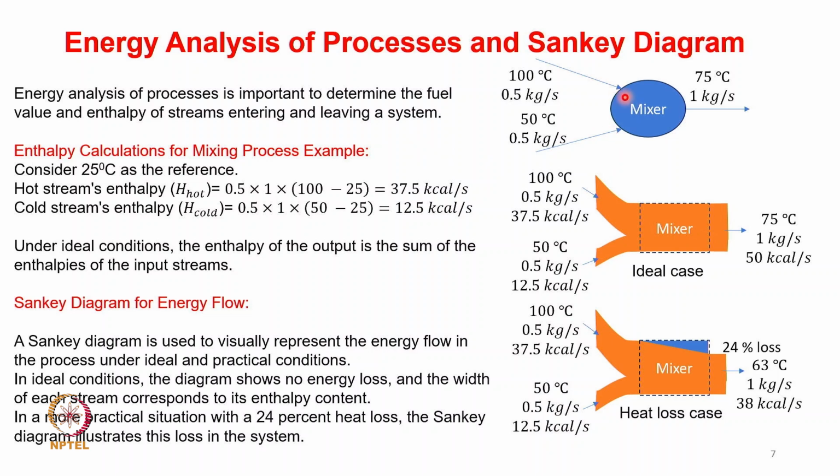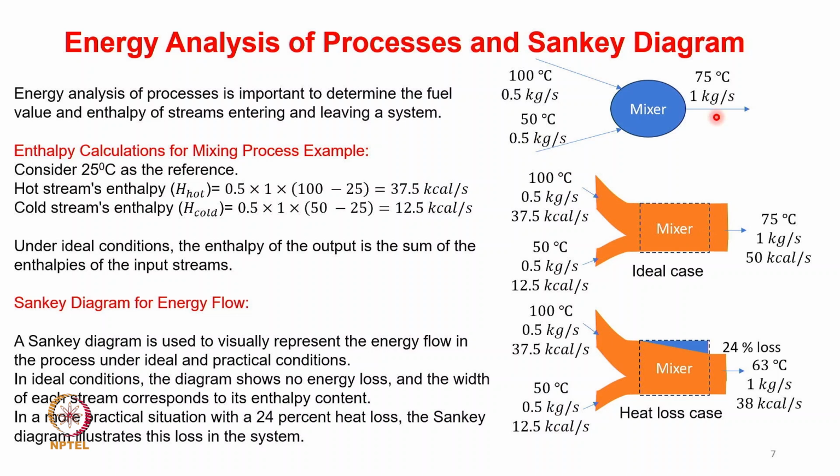In a mixer, you have two streams. One is coming at 100 degrees C, having a flow rate of 0.5 kilogram per second. The other one is at 50 degrees C, again at the same 0.5 kilogram per second, and after mixing it is going out at 75 degrees C with, of course, the two flow rates combined, so it would be 1 kilogram per second.